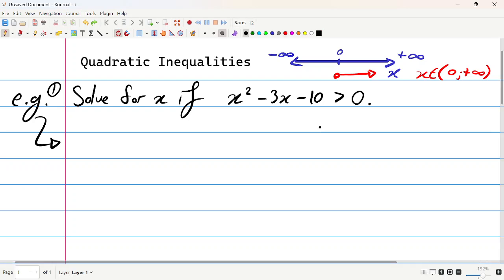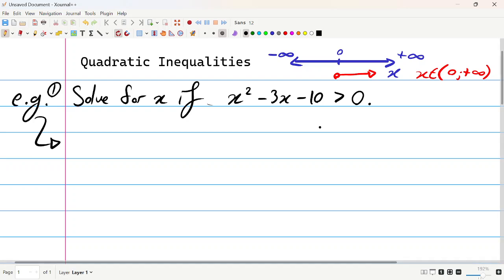So what would happen if we talk about quadratic inequalities? Because this is just linear inequalities, where we're working with one set of values. So we want to work with multiple different ones. If I give you a question such as solve for x if x squared minus 3x minus 10 is greater than 0, what are we going to do?